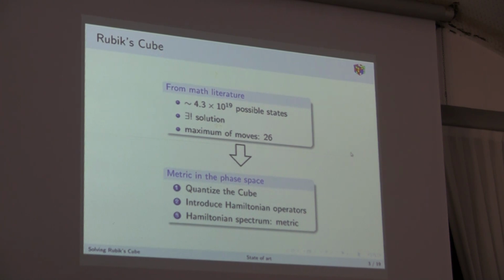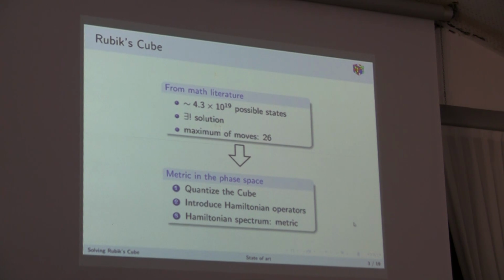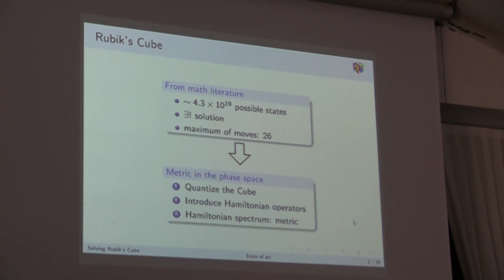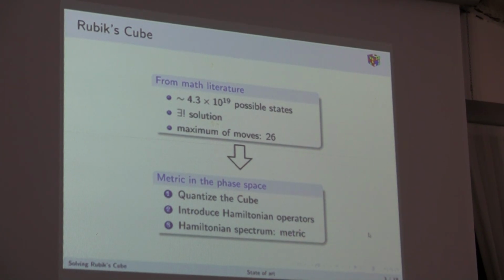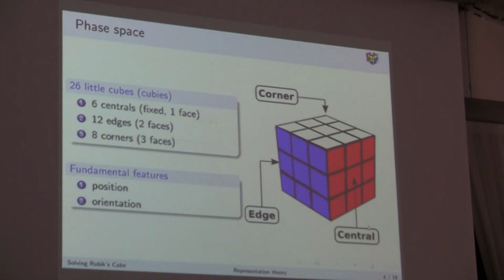So our approach consists of, first of all, quantizing the cube, and in the second place, introducing some Hamiltonian operators which define a metric that is a distance between any of these configurations and the solved configuration. So let's start talking a little bit about the cube.